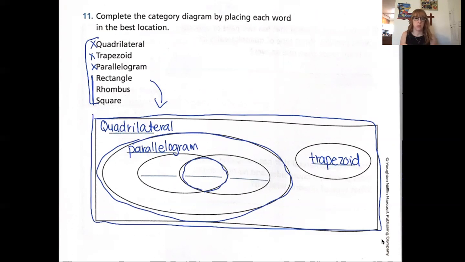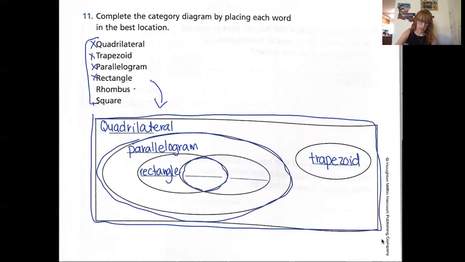So first, let's look at rectangle. We'll just go down the line here. A rectangle has 4 right angles. It has 4 sides, so it's a quadrilateral, and it has 2 pairs of opposite sides that are parallel, so it's a parallelogram. So we're going to put it here because it doesn't share anything with anything else. So rectangle. Okay, cross that one off.